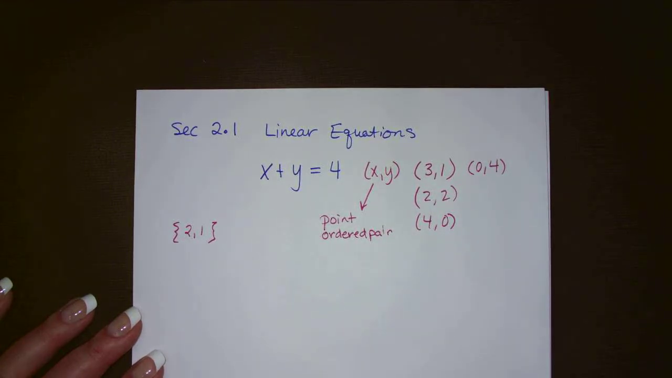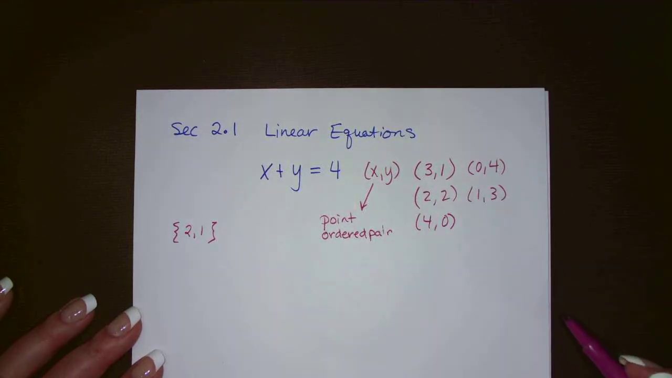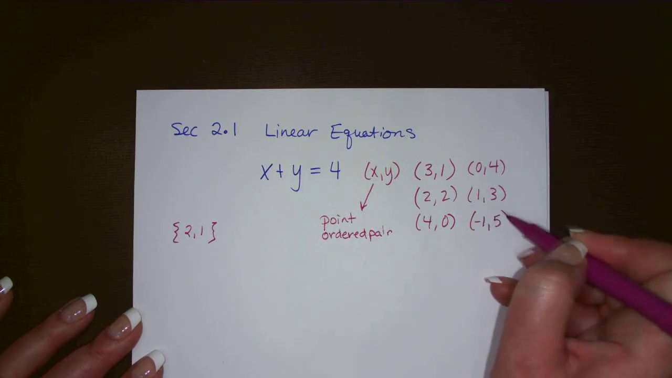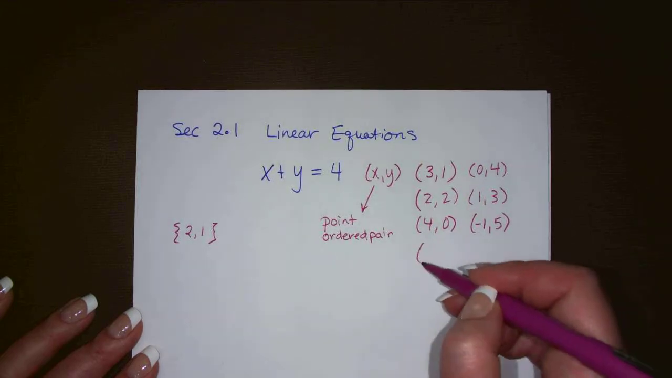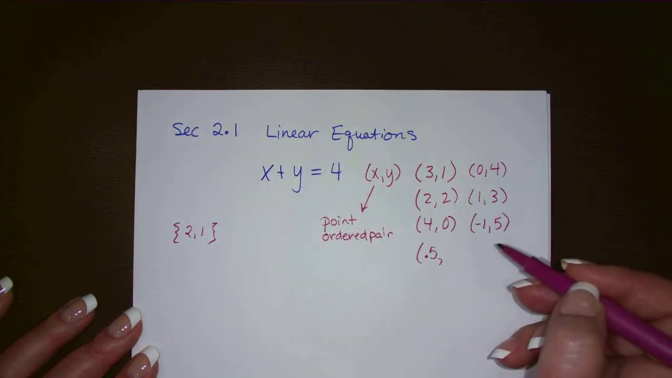1, 3, we can write down. Is there any others? Thank you. Negative 1 and 5, or negative 5 and 1. How about something with a decimal? What if I put 0.5? What would the other one have to be? 3.5?